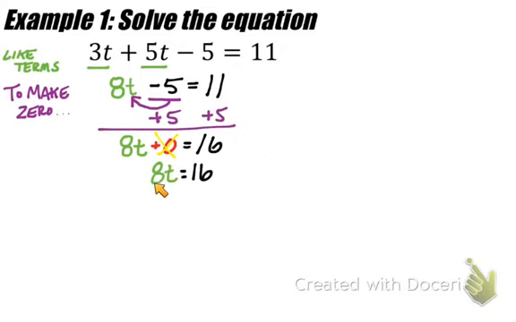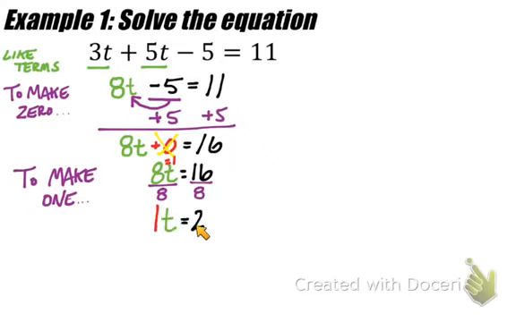And finally, to take a look at what's being done to t, we're multiplying the 8. In order for us to make this 1 now, we have to use the inverse operation of multiplication and divide both sides by 8. That'll leave us with 1t equals 16 divided by 8, which is 2. And we don't have to write down the 1, we can just write down t equals 2. So this required us to take 1, 2, 3 steps in order for us to solve this equation.